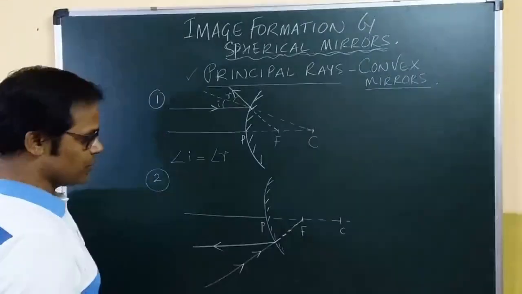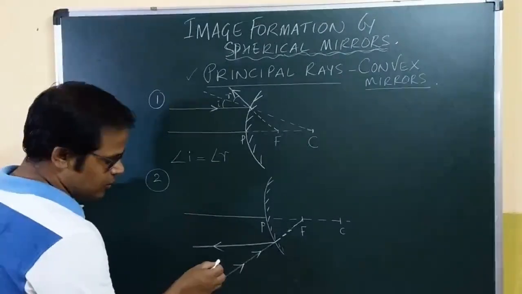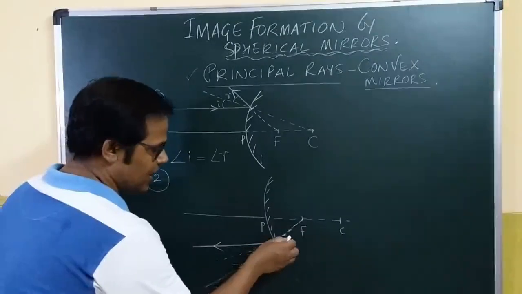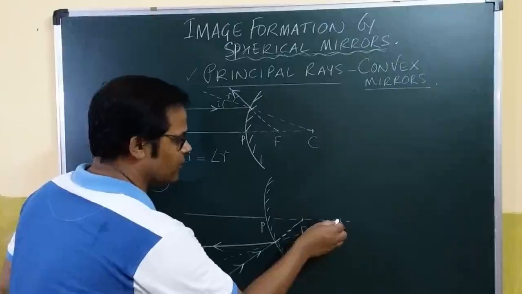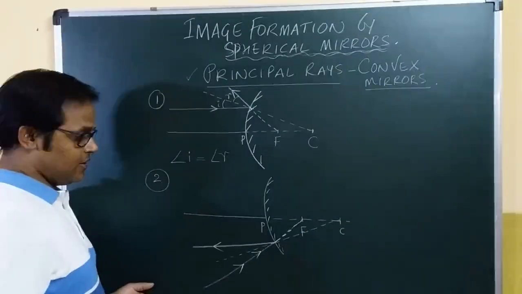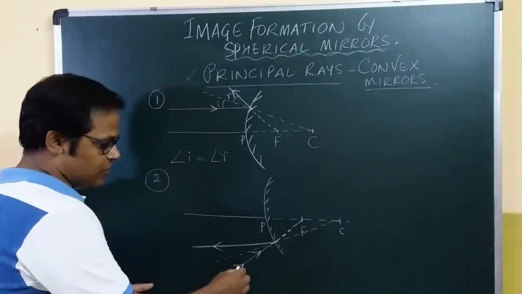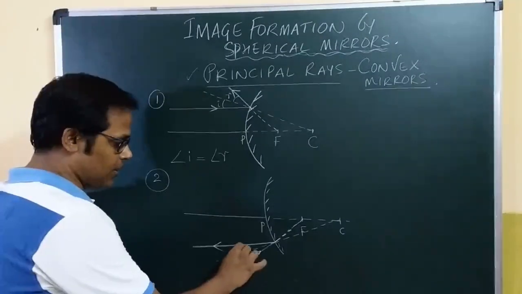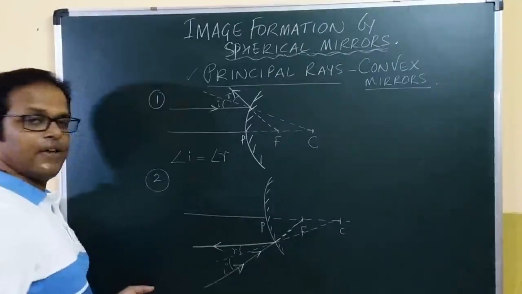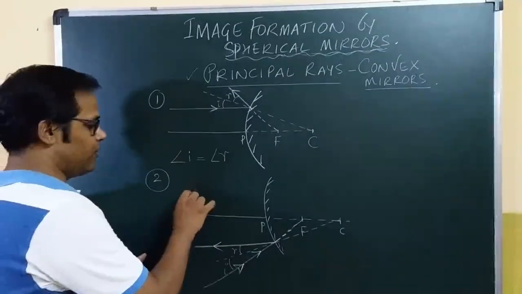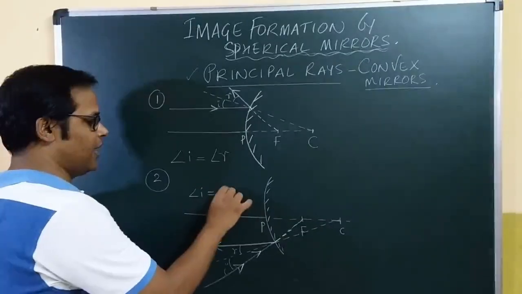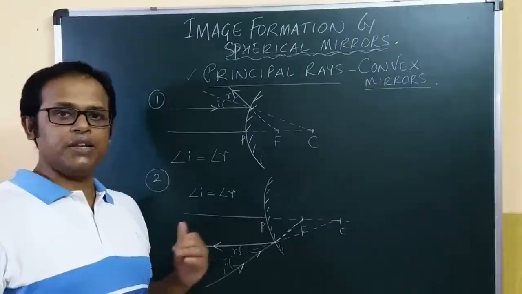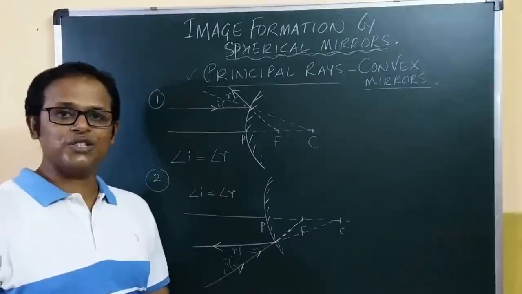Now just draw your normal. The normal has the same definition: passing right through the point of incidence and connected to the center of curvature of the mirror. The angle between the incident ray and the normal is the angle of incidence. The angle between the normal and the reflected ray is your angle of reflection. So in this case also, we find angle i should be equal to angle r. Those are the first two principal rays of convex mirrors. Please note them and I will show you the next two principal rays.